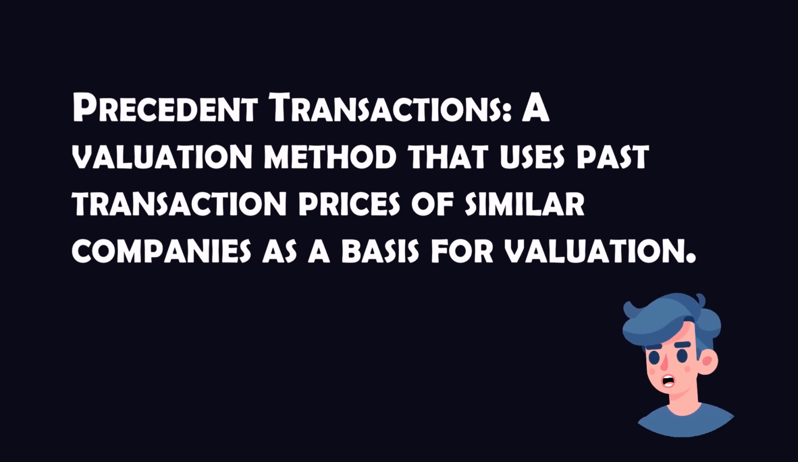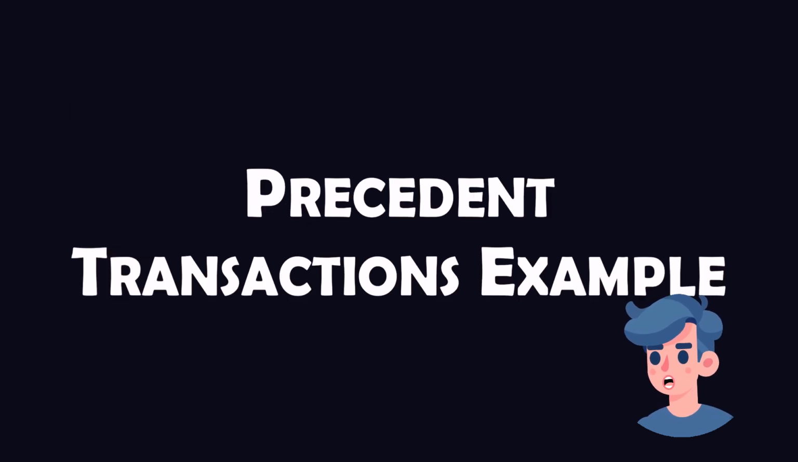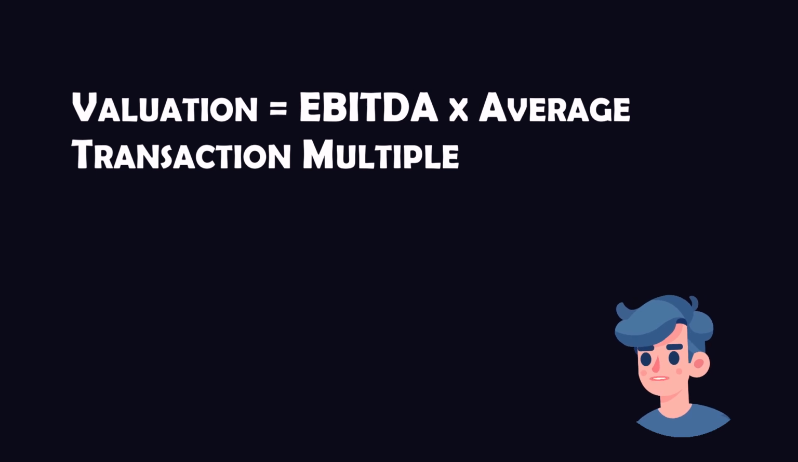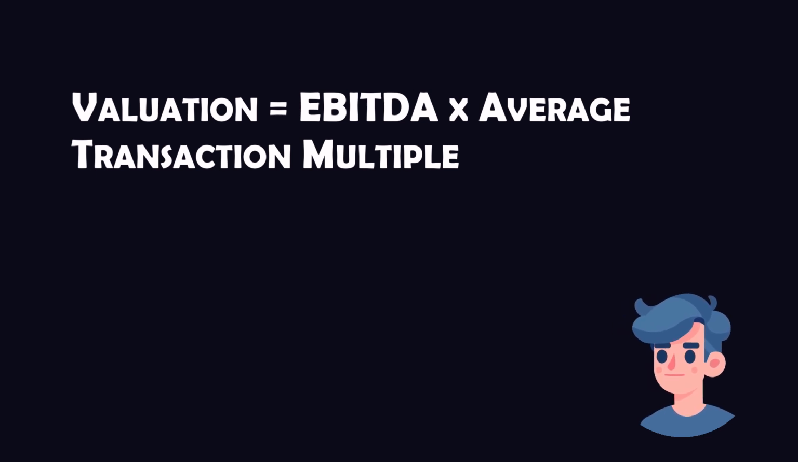Now, let's discuss the third valuation method, precedent transactions. This approach looks at prices paid for similar companies in the past, adjusted for the current market environment. Imagine two similar companies were acquired recently, one at 10x EBITDA and another at 11x EBITDA. If our company's EBITDA is $5 million, using the average multiple of 10.5x would suggest a valuation of $52.5 million.